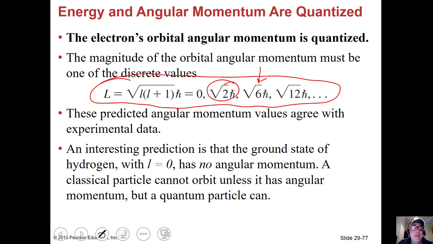Okay. It says down here, an interesting prediction is that the ground state of hydrogen when L is equal to 0 has no angular momentum. A classical particle cannot orbit unless it has angular momentum, but a quantum mechanical particle can. It's kind of mind-boggling to think about that, but that's the way it works out in terms of quantum mechanics. Okay, good.